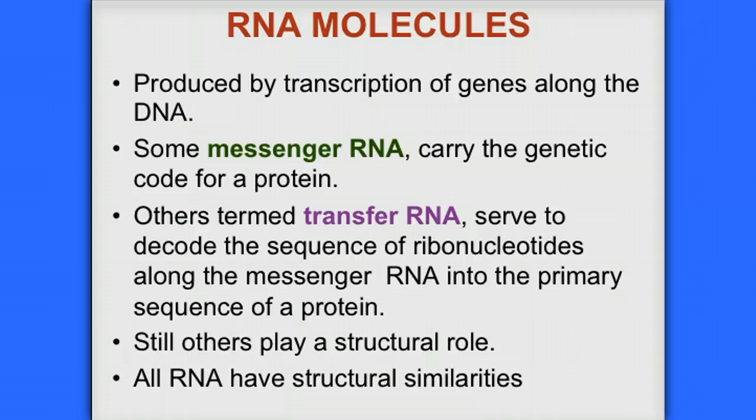The RNA molecules contain uracil instead of thymine. They have ribose sugar and they are usually single-stranded, and these three are important and unique characteristics of RNA molecules. There are three kinds.